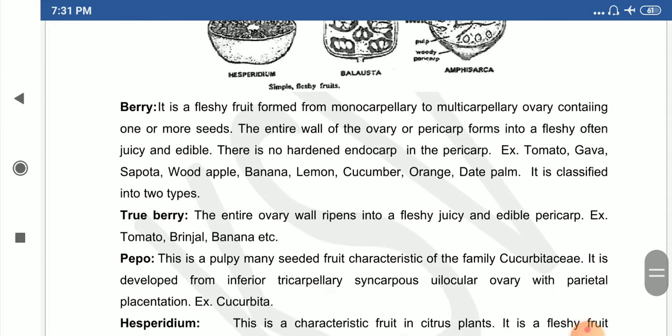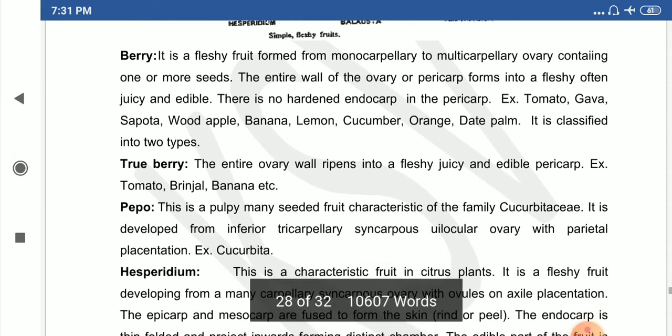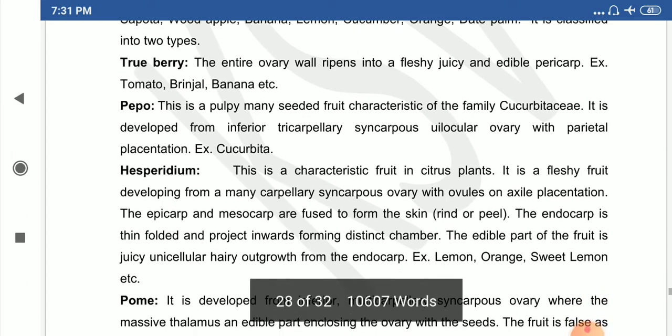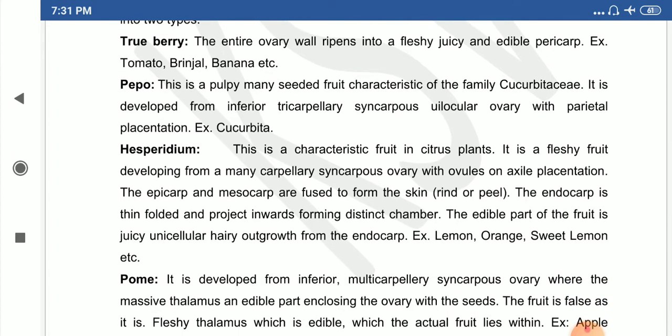Next one is berry. This is a type of fleshy fruit in which the multicarpillary ovary contains one or more seeds. Example tomato, guava. All of you have seen the tomato. You can cut the tomato very easily, so you can see what a berry is. So next one is pepo. It is characterized, in case of Cucurbitaceae, by development from the inferior tricarpillary syncarpous unilocular ovary.